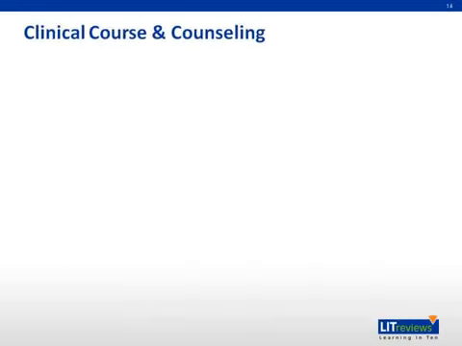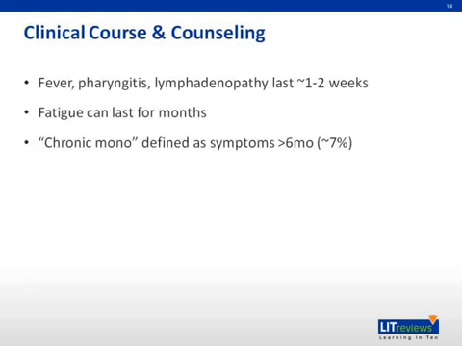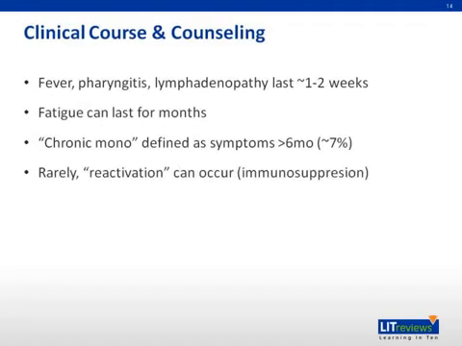So what do you tell this girl when you tell her she has mono? What should she expect? You can tell her that the fever, the pharyngitis, and the lymphadenopathy are likely to last 1 to 3 weeks. However, the fatigue can last for months afterwards. Chronic mono, which only happens between 5 and 10% of the time, is defined as symptoms that last in excess of 6 months. And then rarely there is a reactivation which can occur. Primarily, these are immunosuppressed patients and not something that this particular individual should be worrying about now.